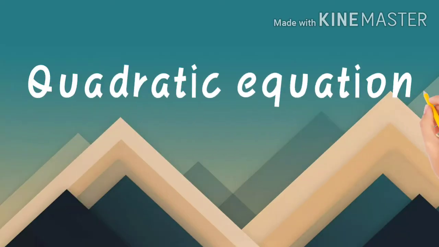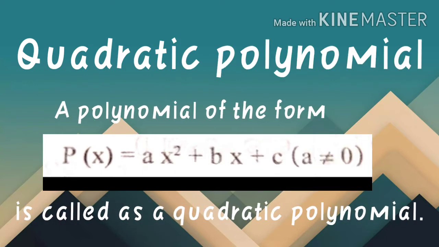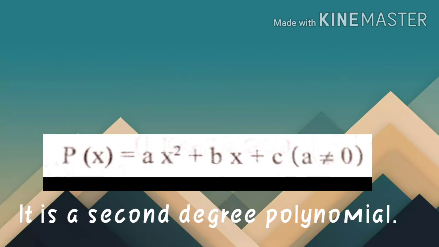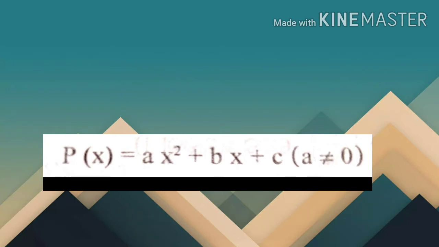Children, today we will discuss quadratic equations. First we will discuss the quadratic polynomial. A polynomial of the form p(x) = ax² + bx + c, where a is not equal to 0, is called a quadratic polynomial. It is a polynomial of degree 2. Any second degree polynomial is called a quadratic polynomial.